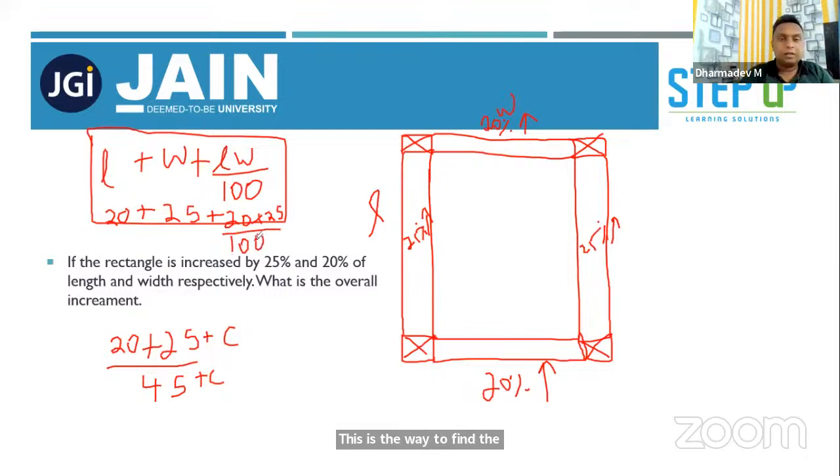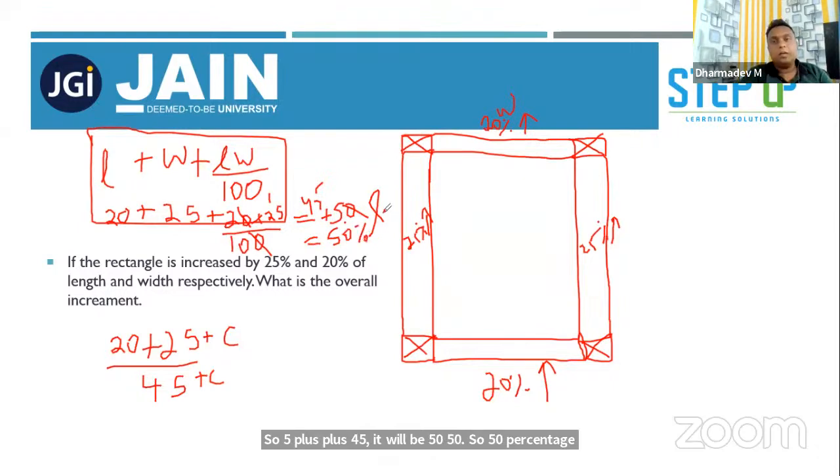Are you clear with that? So it is 45 plus 5 into 2, 10 to 4 plus 1, 5 divided by 10. So it is 5 plus 45, so 5 plus 45 will be 50. So 50% will be the increment. The corners altogether will be 5%. The 4 corners will be 5%.